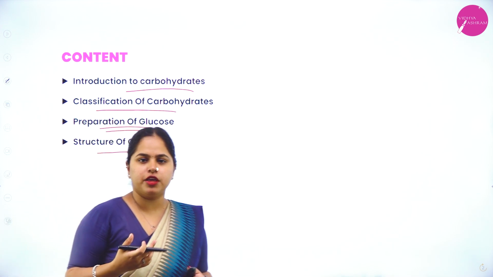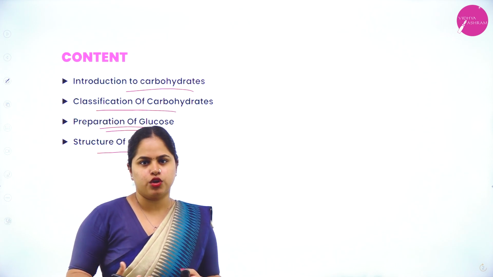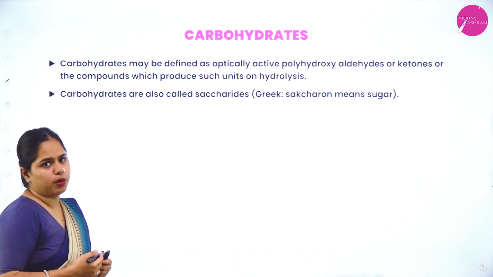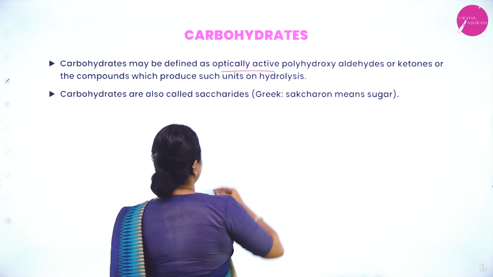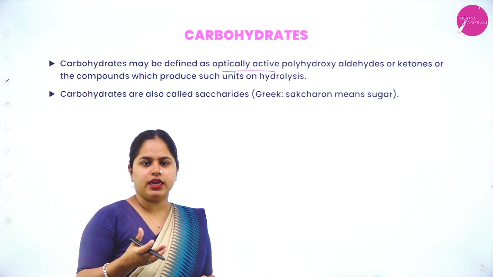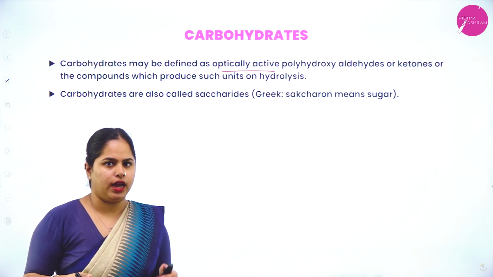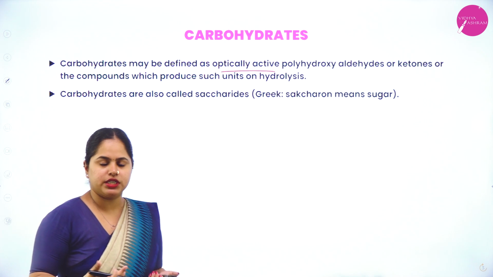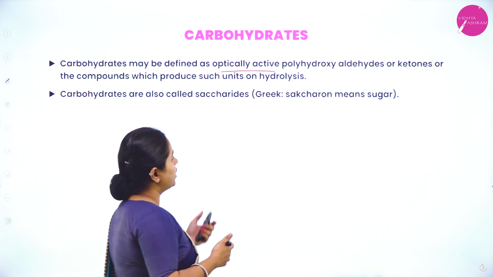So you might be familiar with these words, carbohydrates, glucose, right? All of these are important for human survival. Right. So let's begin with carbohydrates. So what are carbohydrates? They may be defined as optically active. Now what is optically active? Which has the capability to rotate plane polarized light towards the clockwise direction or anti-clockwise direction. So we have already studied about optical activity, all of that in the previous chapters itself, right? So they are optically active.